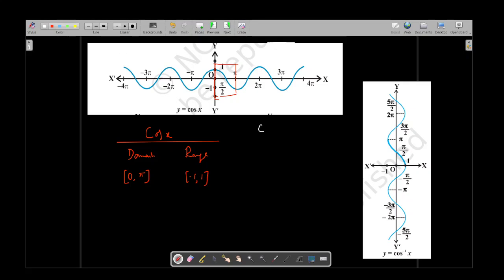For cos inverse of x, you can see here the domain is minus 1 to 1. The x value varies only between minus 1 and 1, and the range is from 0 to pi. This is what you have to remember.